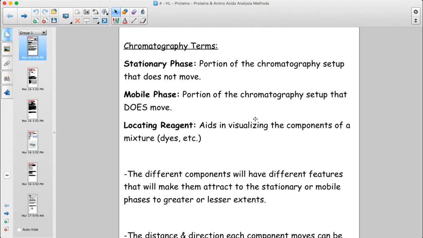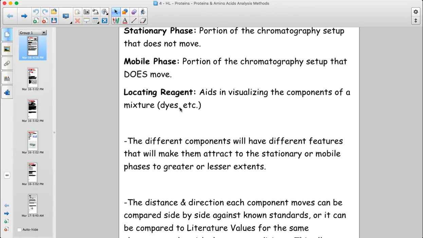A couple of different terms that we'll use throughout. The stationary phase: in any given chromatography setup, there's going to be part of it that does not move. There's also going to be a mobile phase, something that does move, and that's quite important because it's going to cause whatever you're trying to separate to move, hopefully to different degrees, and that's what causes them to separate out. And then usually you need to apply some sort of locating reagent. This could be a dye. You might also use something like ultraviolet light to help locate things, but a lot of the time the things that you're separating may not have a color on their own, and so you have to add something to them so that they will show up and you can actually see where they've moved.